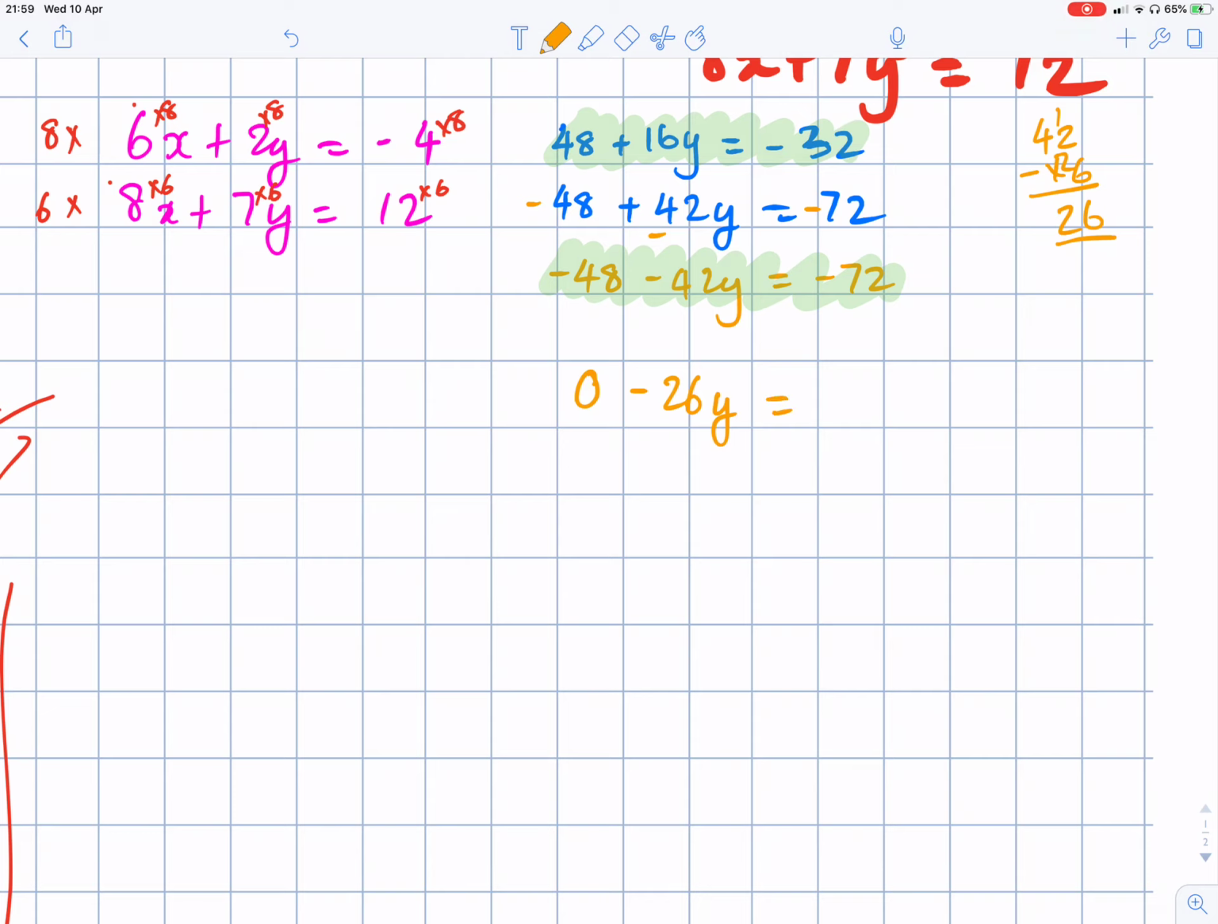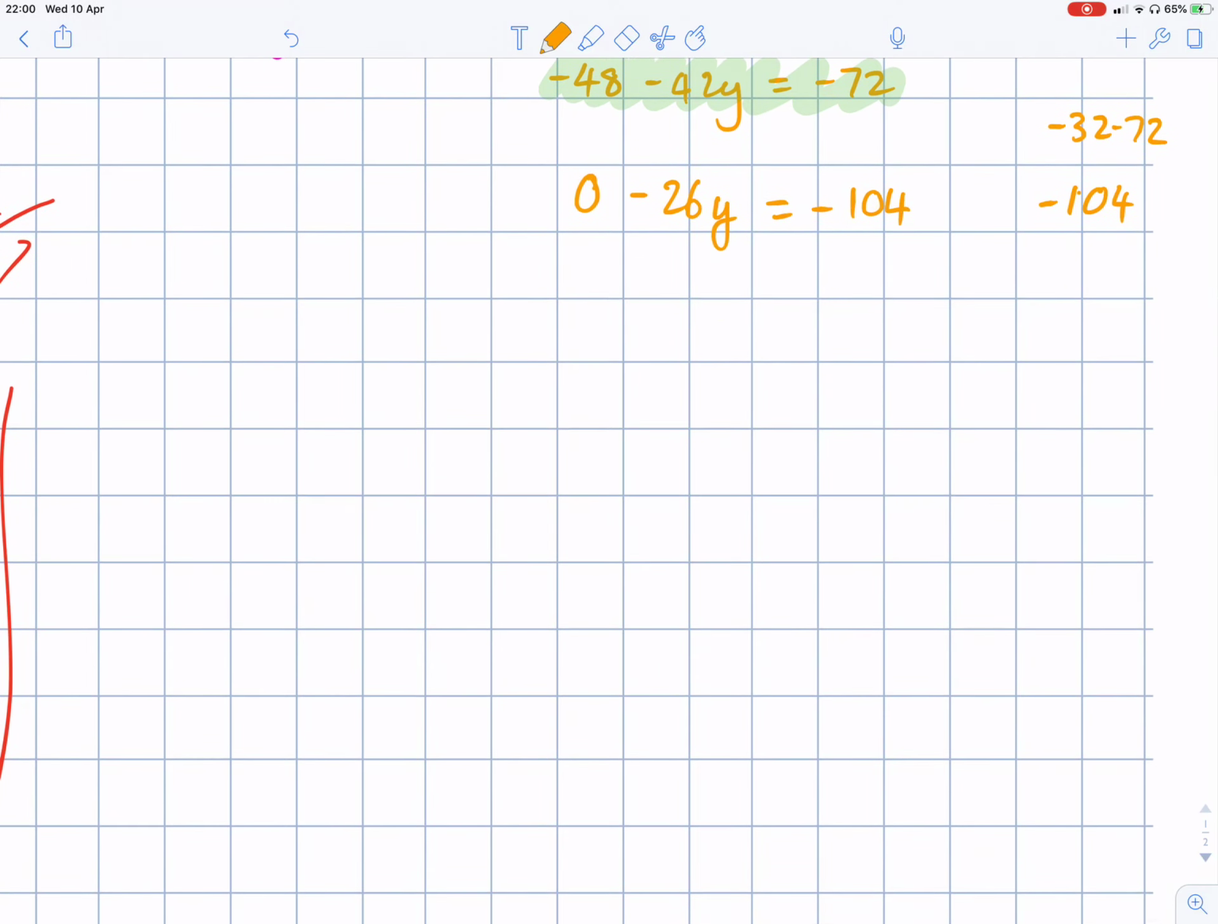Equals minus 32 minus 72, which is minus 104. So that becomes minus 26y equals minus 104. Then 26y equals 104. You can get rid of the negatives because they're on both sides of the equation. Then y is 104 divided by 26, which is 4.